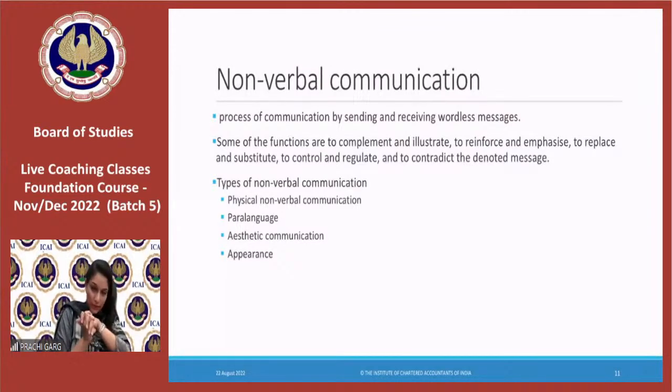Now, what are the types of non-verbal communication? One is physical, the other is paralanguage, third is aesthetic, and fourth is appearance. I think that's all. And there's a fifth one, also symbols, which I forgot to mention here. Now, what is the physical type? It's very easy.